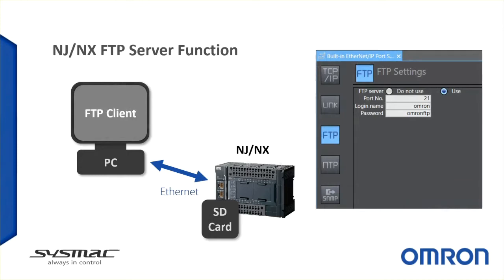To set up an NJ or NX controller for FTP Server functions, make the setting in the FTP tab in the Ethernet IP port settings in Sysmac Studio. Enable the FTP server and enter a login name and password, and normally leave the port number setting at 21, the usual TCP port for the FTP protocol. An FTP client, such as FileZilla, can now access files on the SD card.